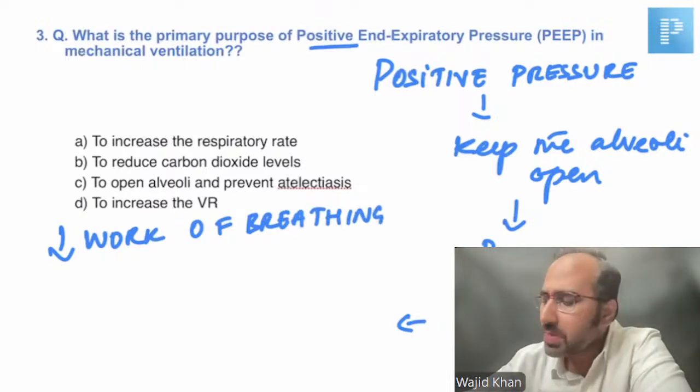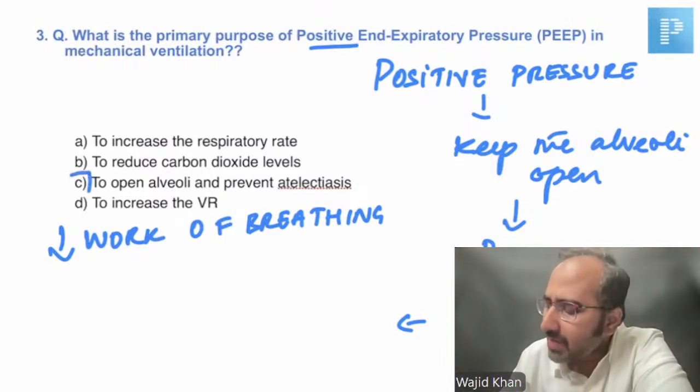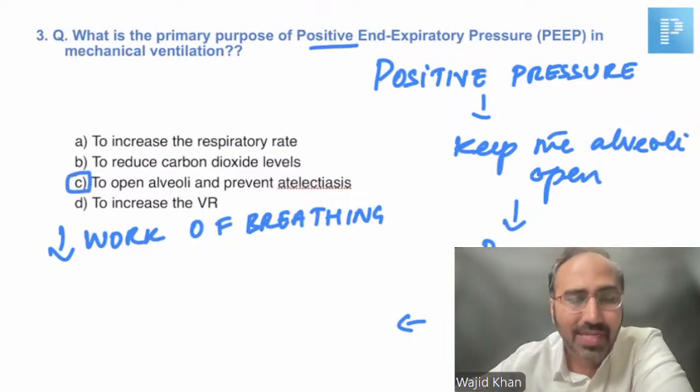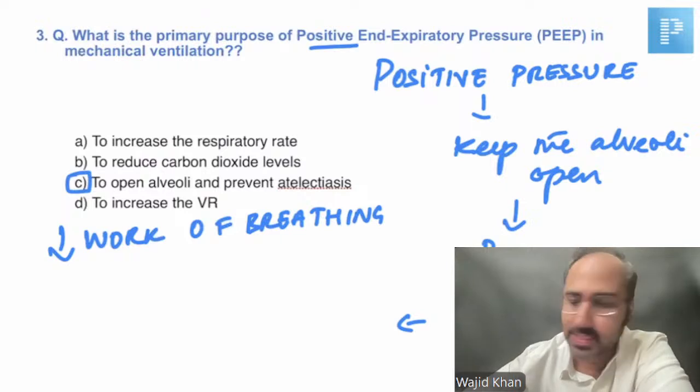So basically remember, guys, the primary purpose of positive end expiratory pressure is to keep the alveoli open at the end of expiration. Positive end expiratory pressure is the pressure required to keep the alveoli open at the end of expiration. And it prevents atelectasis.